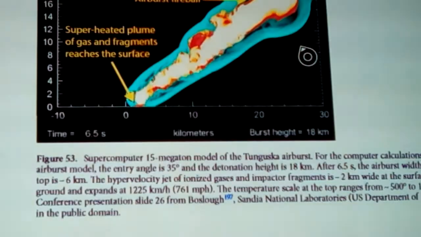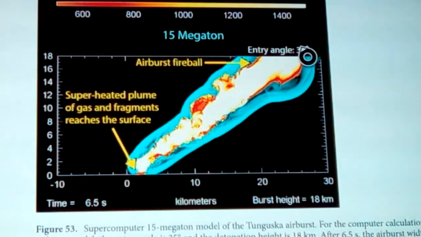So, again, we're showing you something here that's the Tunguska event, I believe, is the supercomputer, because a lot of people have done tests on that. And they're showing you here that at the very start of it, it has this superheated plume of gas fragments reaches the surface. And yet it doesn't do it just there. It does it all the way across.